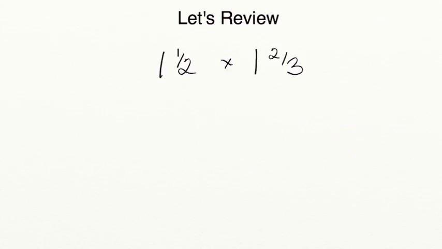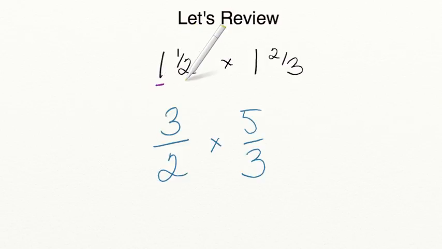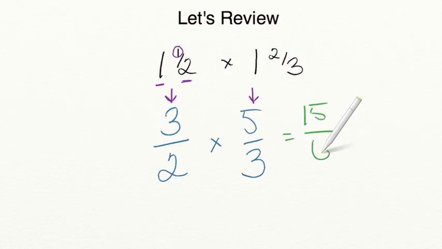Let's take a moment to review. When multiplying mixed numbers, you can either use the area model or you can convert your mixed numbers into improper fractions. In order to do this, you need to multiply your whole number times your denominator, then add your numerator. And that will convert your mixed number into an improper fraction. Your next step is going to be multiplying your improper fractions across. 3 times 5 equals 15, and 2 times 3 equals 6.